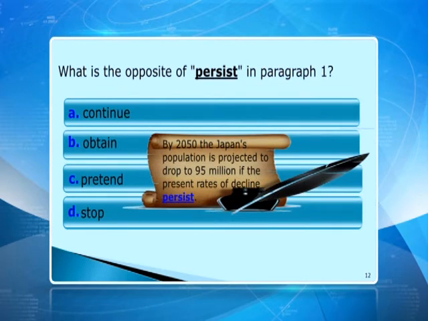The second question reads, what is the opposite of the word persist in paragraph number 1? Is it continue? Is it obtain, pretend, or stop? In this case, you have to read the sentence in which the word persist exists, and you have to know the meaning of the word through context.